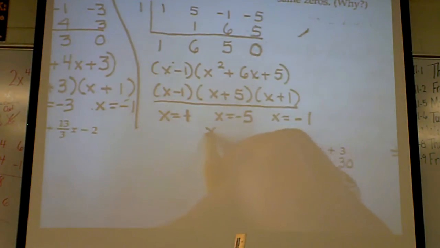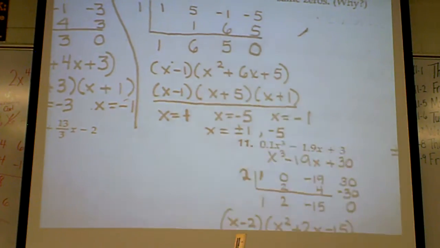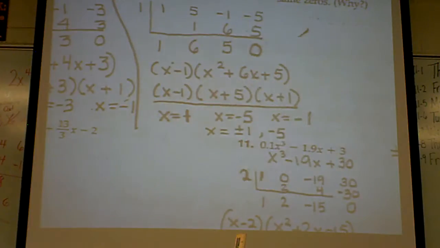Yes. You could do this if you want. Like that. That's fine. Plus or minus 1 and negative 5. Wait, so that's what you put in the answer? If it asks you for the zeros, they are 1, negative 1, and negative 5.